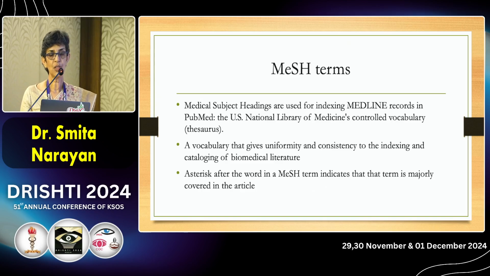MeSH terms are used for indexing in Medline journals, and that gives a vocabulary that gives uniformity and consistency to the indexing and cataloging of biomedical literature. When we click on an article of interest and scroll down to the MeSH terms part, we can get a list of terms from which we can choose relevant ones and add them to the search builder so that we can perform a comprehensive search. We can use multiple MeSH terms to get an idea about a given concept.